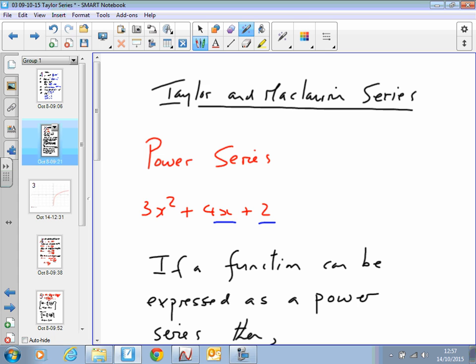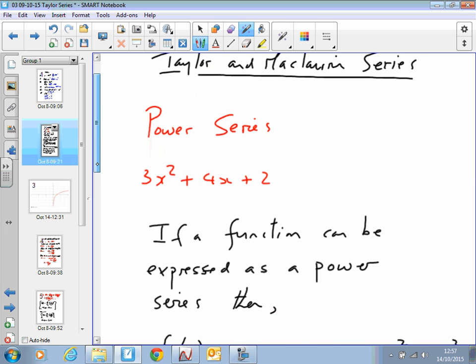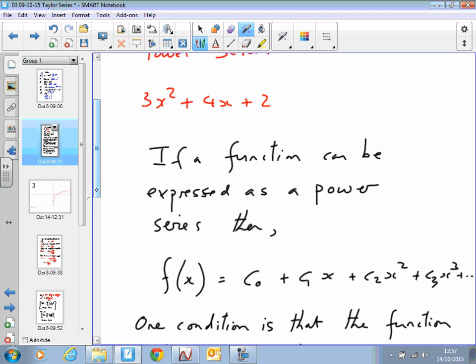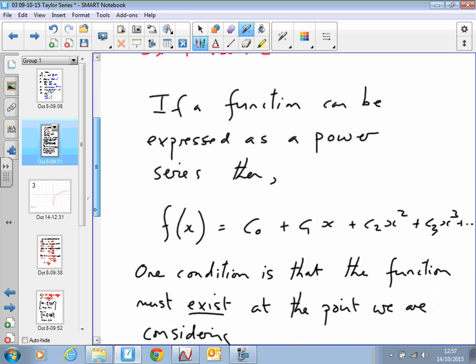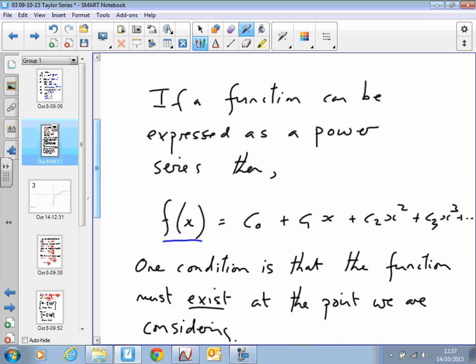A cubic might have a term involving x cubed, a term involving x squared, a term involving x, and so on. So a power series is something that we can express a function as. A function can be expressed as a power series. And we say that if this is the case, then we write down that f(x), the function f(x), might well consist of a constant, let's call that c0, and then a term involving x with a coefficient, let's call that c1, a term involving x squared with a coefficient in front of it called c2, and so on.